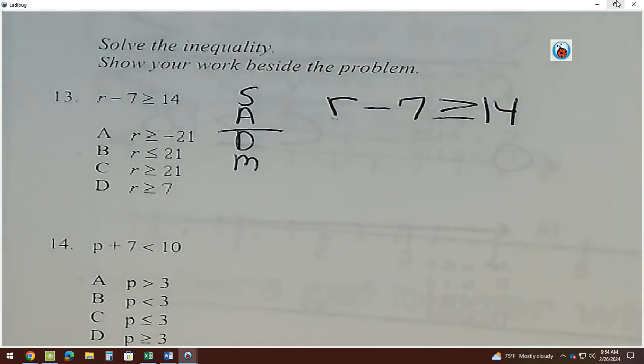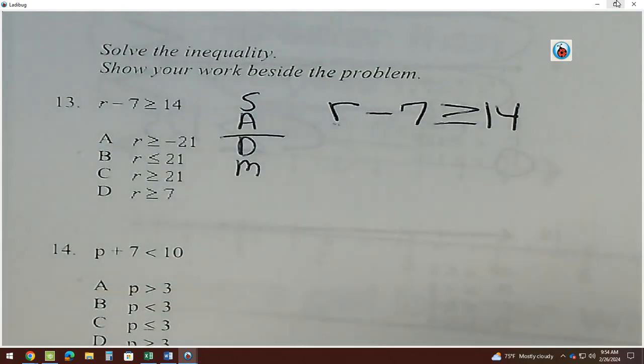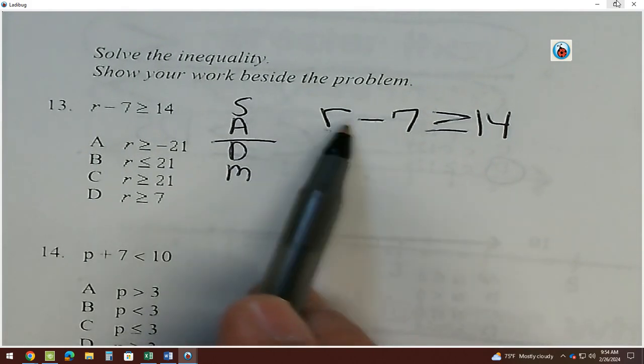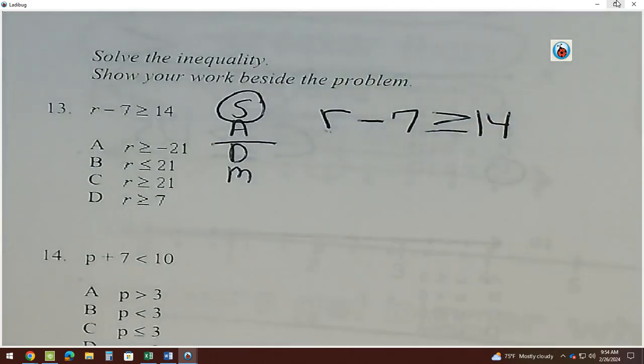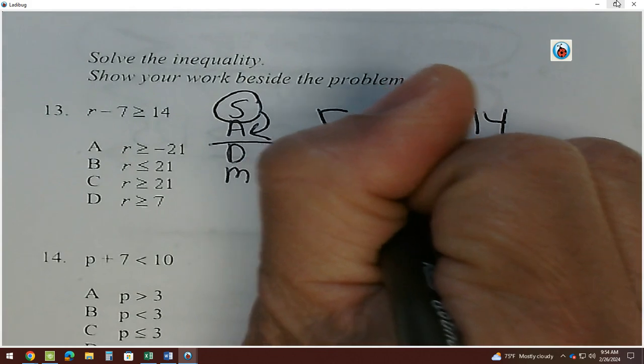Set M. When we're trying to solve for a variable, we're going to use set M. Now, why do we use set M? To make it easier for you. What's going on with the R and the 7 at this moment? Subtracting. Circle it. The circle means that's what's going on. To solve for R, we're going to do the inverse of subtract, which is what? Addition. Add.